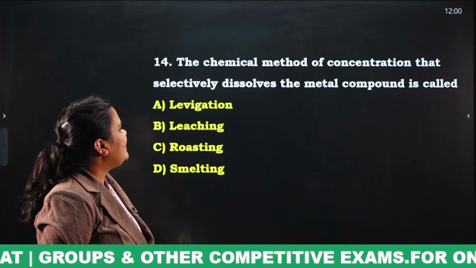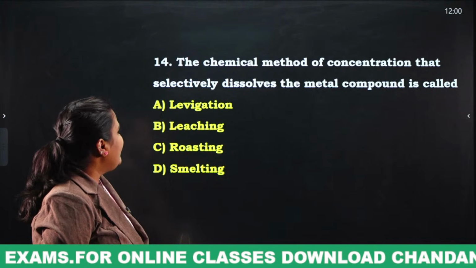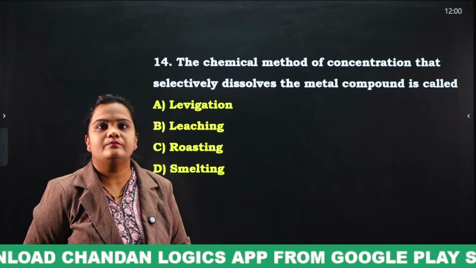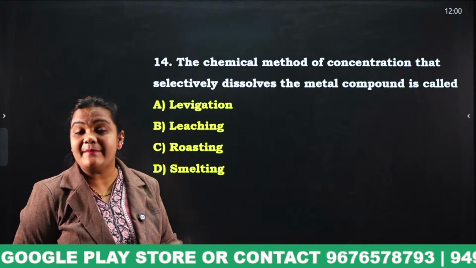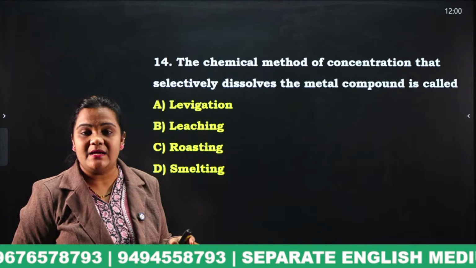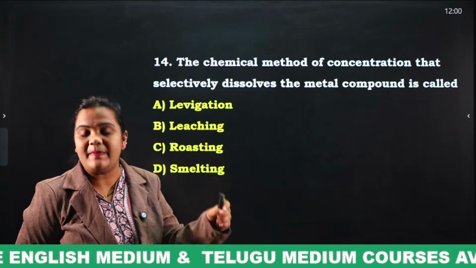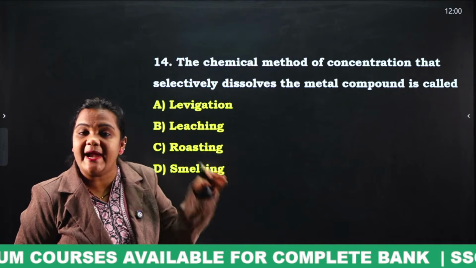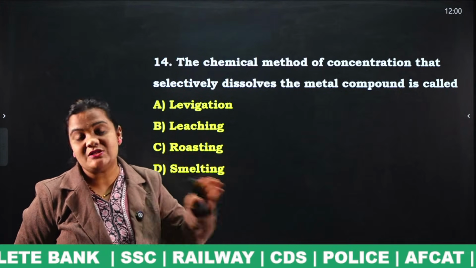The chemical method of concentration that selectively dissolves the metal compound is called levigation, leaching, roasting, or smelting. Now tell me. So what do you mean by chemical method? Chemical method is also known as what? A leaching agent is added to a metal which has impurities, such that the leaching agent will dissolve the metal and the impurities will remain as usual.